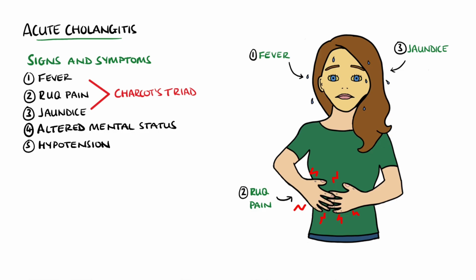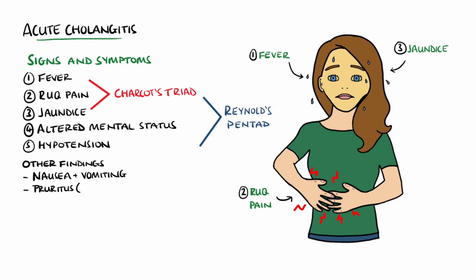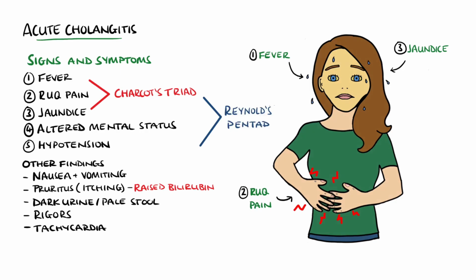In this case, additional findings may include an altered mental state and hypotension, which together with Charcot's triad make up Reynolds' pentad. Other findings in acute cholangitis can include nausea and vomiting, pruritus, which is itching, typically due to raised bilirubin levels, dark urine, and pale stools. We may also see rigors and tachycardia.